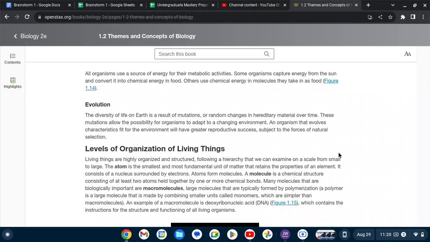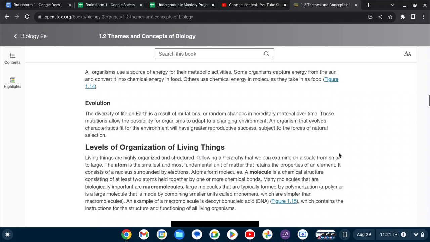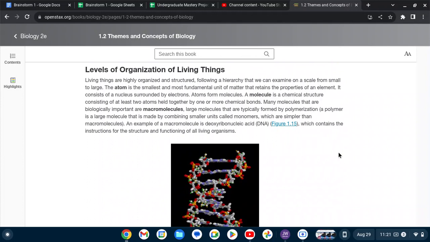Evolution. The diversity of life on Earth is a result of mutations, or random changes in hereditary material, over time. These mutations allow the possibility for organisms to adapt to a changing environment. An organism that evolves characteristics fit for the environment will have greater reproductive success, subject to the forces of natural selection. Levels of organization of living things. Living things are highly organized and structured, following a hierarchy that we can examine on a scale from small to large. The atom is the smallest and most fundamental unit of matter that retains the properties of an element. It consists of a nucleus surrounded by electrons.